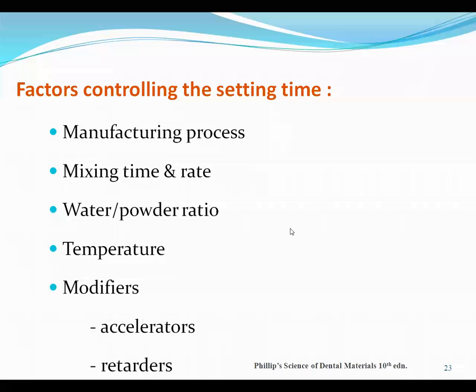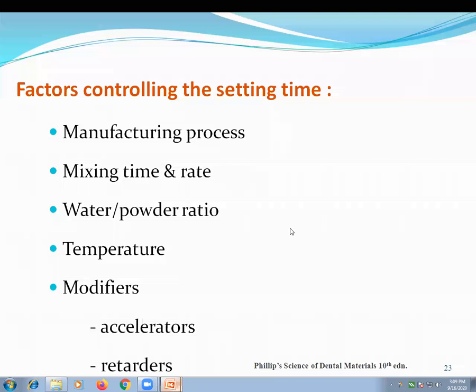Yes, Shubham, what is your problem? Yes, Shubham. No, no, okay, no problem.